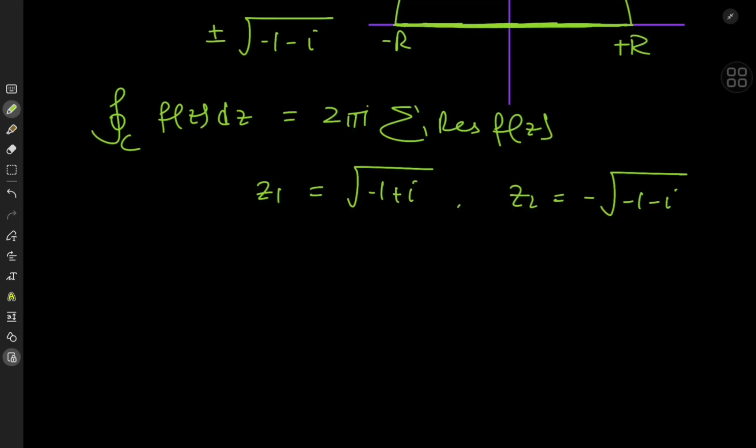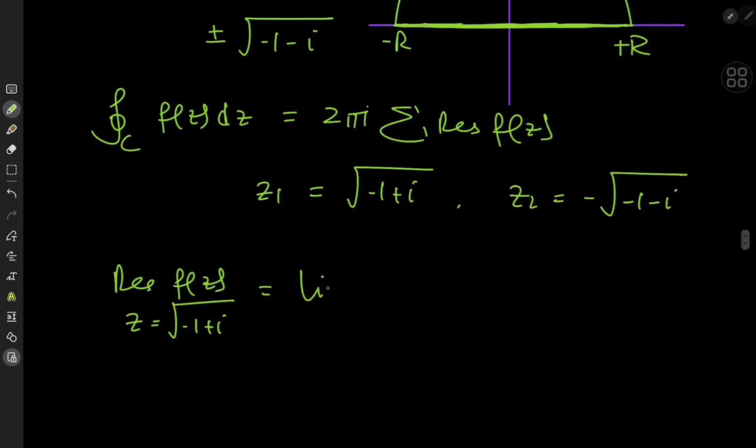We just need to calculate a couple of residues, sum them up, multiply by 2 pi i, and do some fancy math, and there you have it. We have the integral. Okay, so the residue of the function f of z at z equal to root negative 1 plus i equals the limit. We have simple poles here.